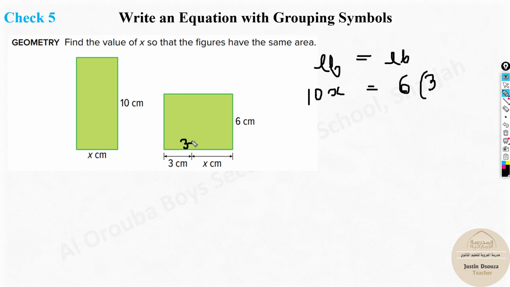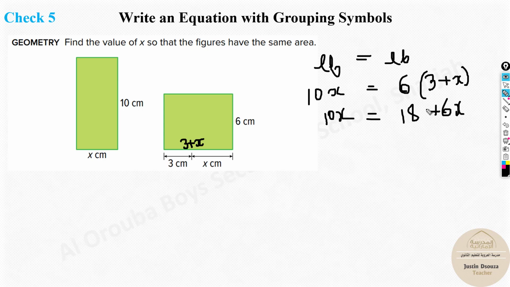Total area is 3 plus x. Okay. Why this much is 3? This much is x. Total length would be 3 plus x. Not 3x, it's addition. Area formula is multiplication of length and breadth, but this is addition, 3 plus x. Now we need to solve this. 6 times 3 is 18 plus 6x, and this is 10x.